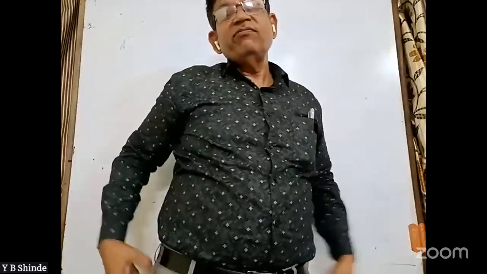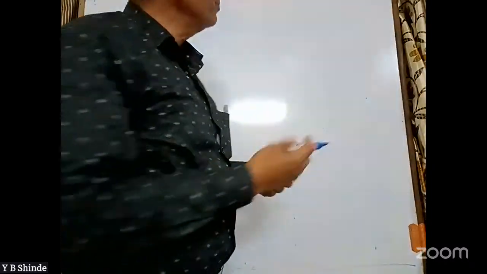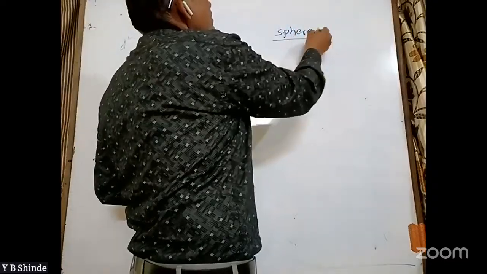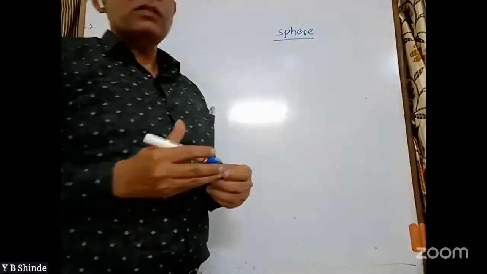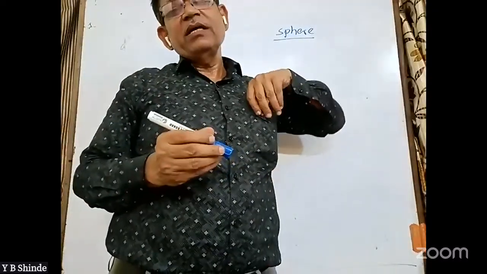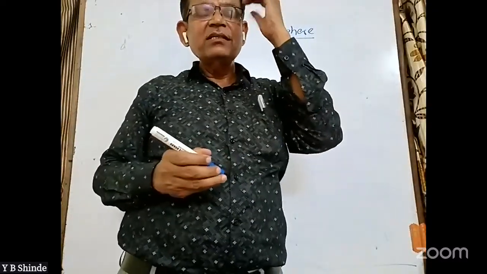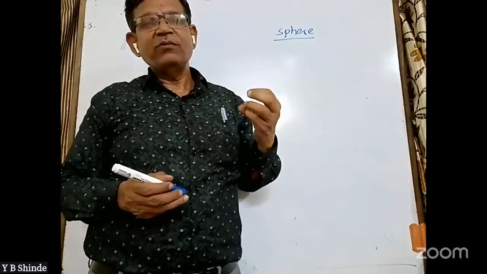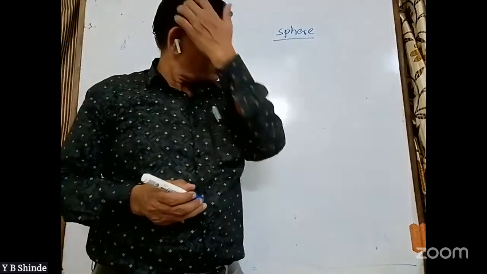Now, what about the problems? Let us start with the sphere. We start today with the sphere. In the next lecture, the remaining surface areas will be completed and volume will be discussed. How is volume obtained? What are the formulas of volume?